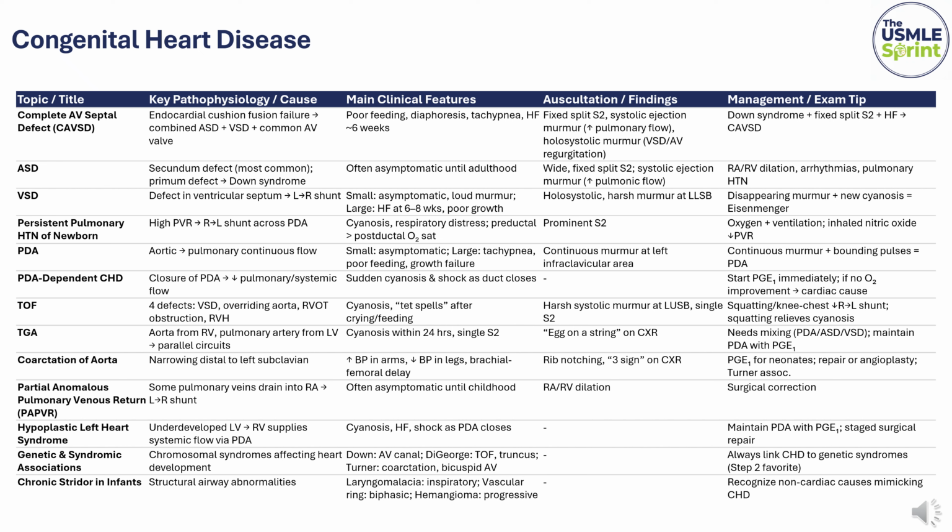Now let's move on to conditions that depend on the ductus arteriosus for survival. These are called duct-dependent lesions. Persistent pulmonary hypertension of the newborn, or PPHN, happens when the baby's pulmonary vascular resistance stays high after birth. Normally, pulmonary resistance falls rapidly so blood can flow through the lungs. But in PPHN, there's persistent high resistance and right-to-left shunting through the ductus arteriosus.